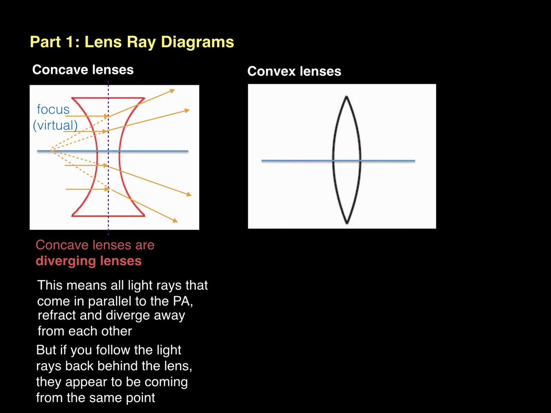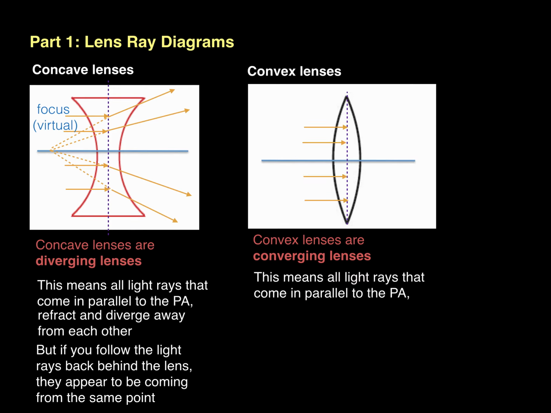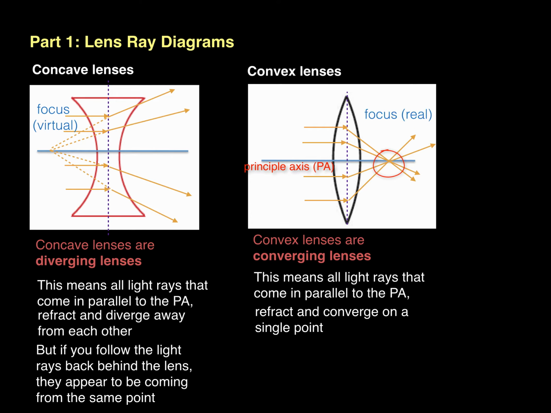Convex lenses are lenses that bulge out on either side. Convex lenses are converging lenses. This means all light rays that come in parallel to the principal axis refract and converge on a single point. We call this point the focus. It is a real focus because the point of intersection exists and can be measured.